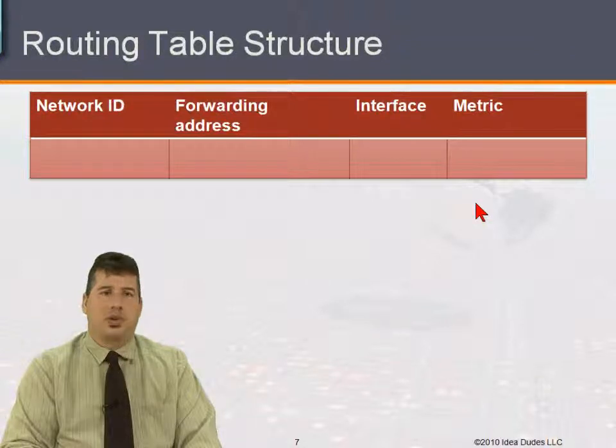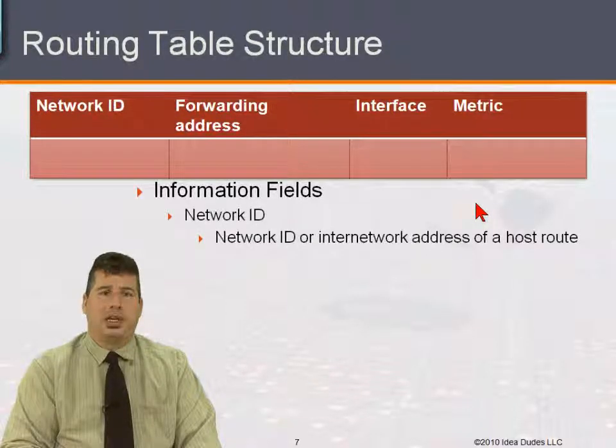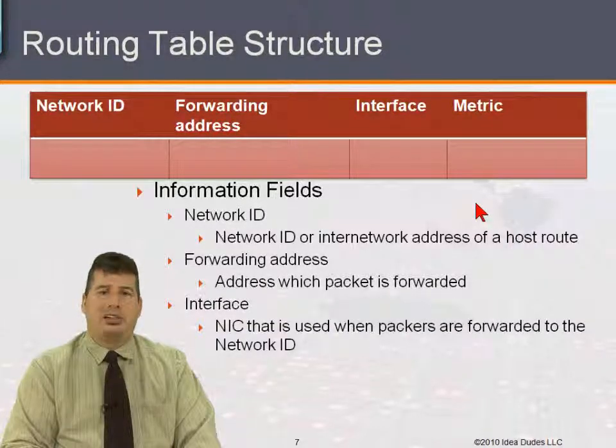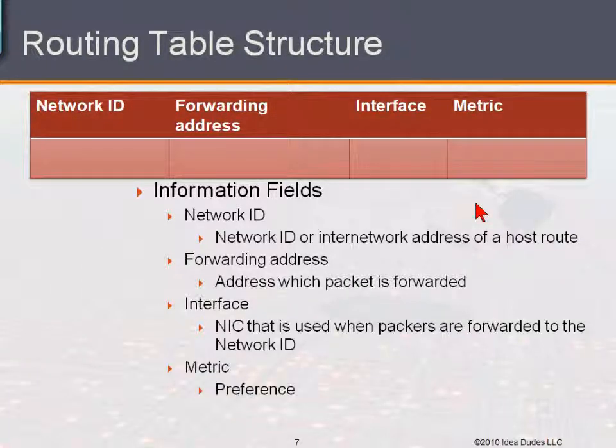Now, if you look at the routing table structure, what we have is a network ID, the forwarding address, the interface, and the metric. Now, the metric is the cost, or how much time, what is going to be the actual price for using this route. So these are the information fields: the network ID, which is the network ID or internetwork address of the host route. The forwarding address, the address which the packet is going to be sent to. The interface, which is the NIC that is used when the packets are forwarded to the network ID. And then the metric is the preference. Lowest is the most preferred route.